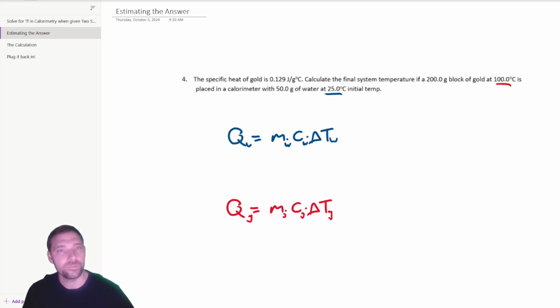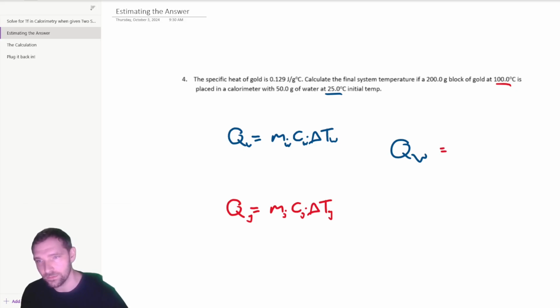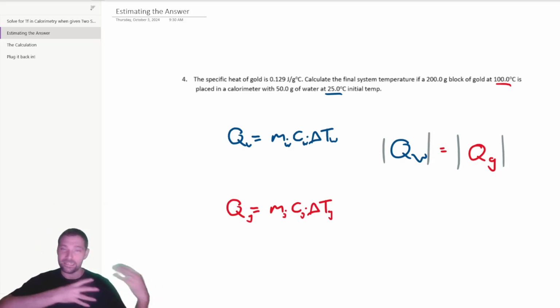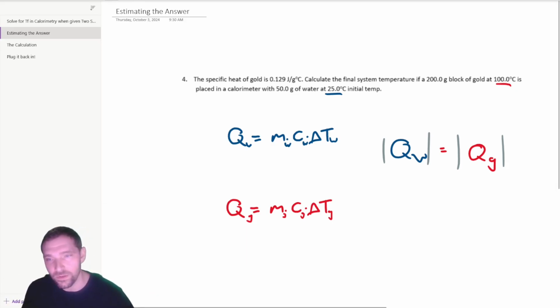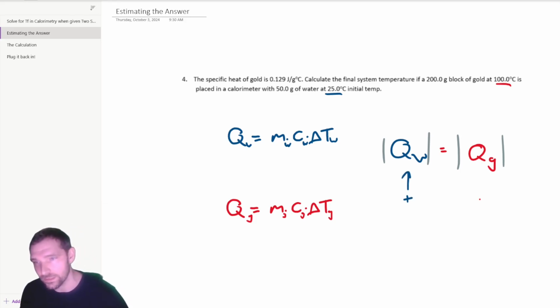Now, these two Q's are going to be equal and opposite to each other. So Q_W is equal to Q_G in terms of their magnitudes, but they're opposite in terms of one thing gaining this much Q and one thing losing this much Q. It looks to me like the water is going to be going up, so that is going to have a positive value. And whatever this Q of the gold is, that's going to have a negative value.